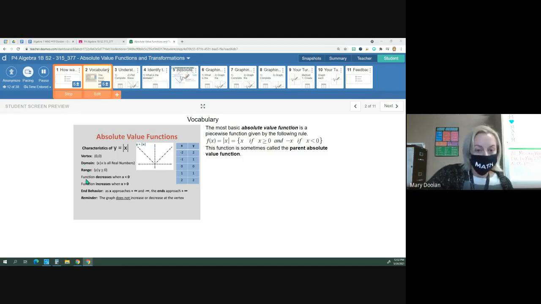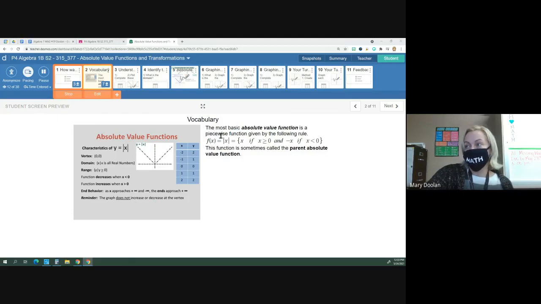If you want to describe how the function is increasing or decreasing, it decreases when x is less than 0. So everything to the left of the y-axis, it is decreasing, and it's increasing for everything to the right of the y-axis. And behavior as x approaches positive infinity and negative infinity, the ends approach positive infinity, which basically says the same thing as how they increase and decrease. Okay, but there's nothing happening right at the vertex, at the point 0, 0. We're neither increasing nor decreasing. So this is the most basic absolute value function.